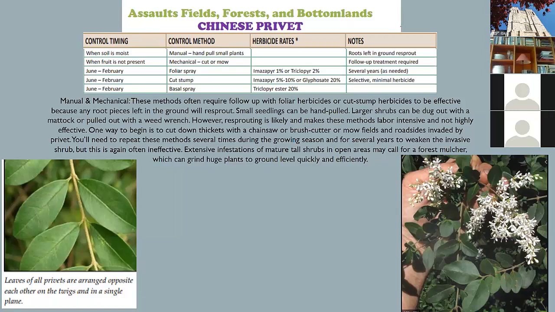Extensive infestations of mature tall shrubs in open areas may call for a forest mulcher, which can grind huge plants to ground level quickly and efficiently.